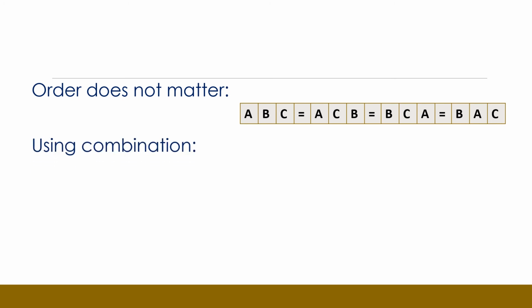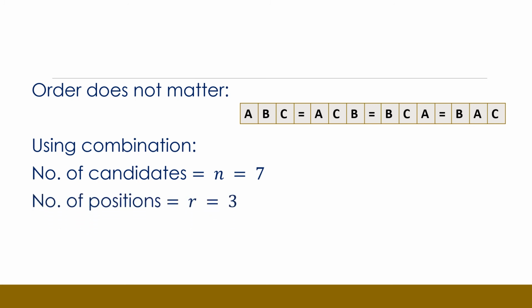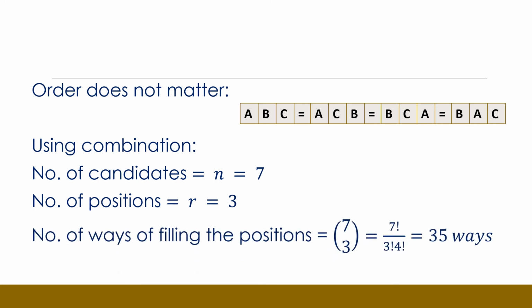So we have, using combination, the number of people in the group gives us n, which is 7. And we wish to select 3 people, so r is equal to 3. The number of ways of filling these positions is 7 combination 3, which we use a calculator and we find that it is going to give us 35 possible ways.